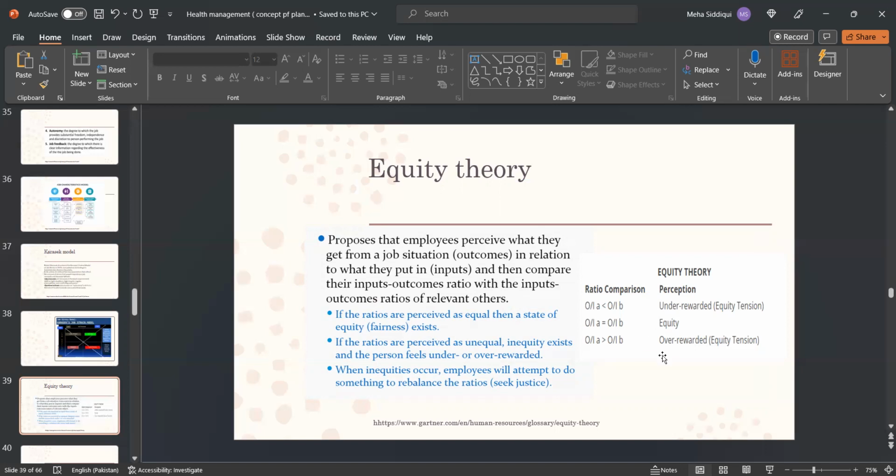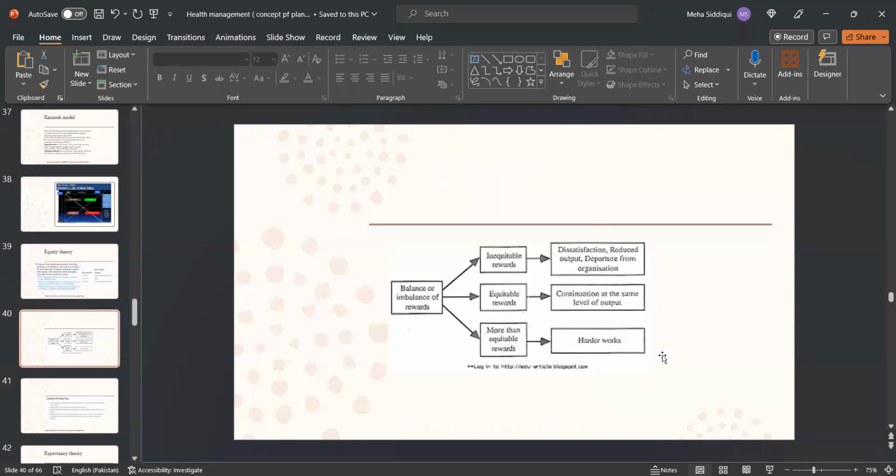And when inequities occur, employees will attempt to do something to rebalance the ratio, that is to seek justice. So, imbalance of rewards leads to inequitable rewards, leading to dissatisfaction, reduced output, departure from the organization. And equitable rewards lead to continuation at the same level of output. More than equitable rewards lead to harder work.